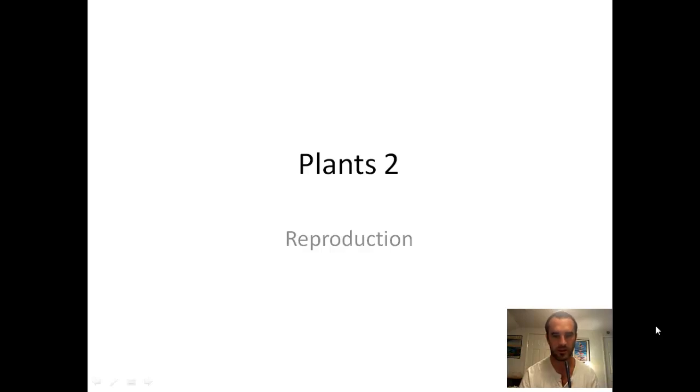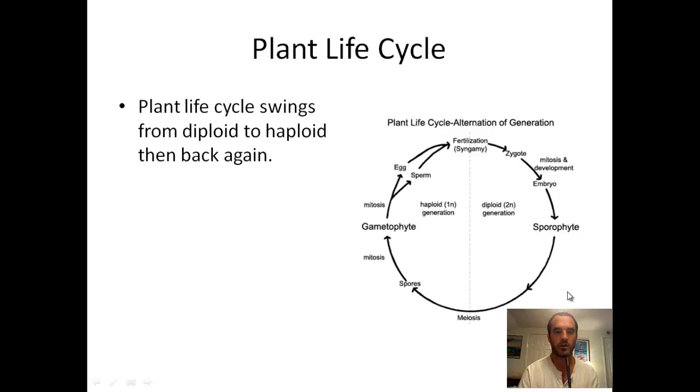Alright, today we're going to be looking at the second part of plants. We're going to start talking about reproduction in plants. So the plant's life cycle is going to go from diploid to haploid, and then back again. So here we've got a little plant life cycle.